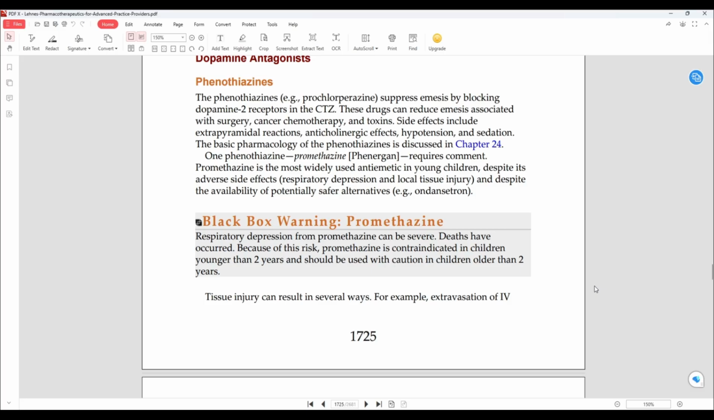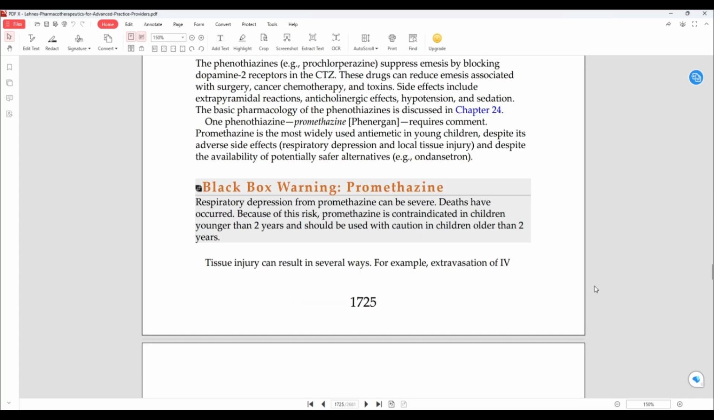The phenothiazine promethazine, also known as Phenergan, requires comment. Promethazine is the most widely used antiemetic in young children, despite its adverse effects, respiratory depression and local tissue injury, and despite the availability of potentially safer alternatives, such as Zofran. So it does have a black box warning.